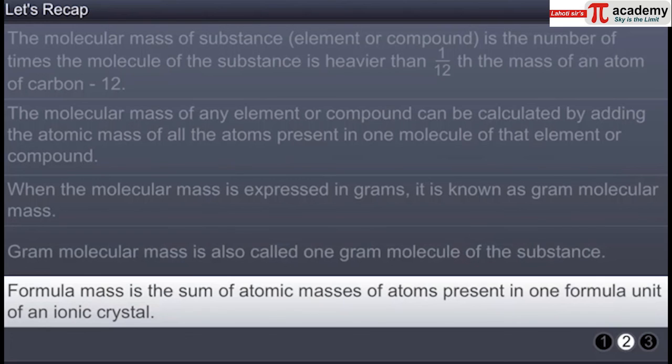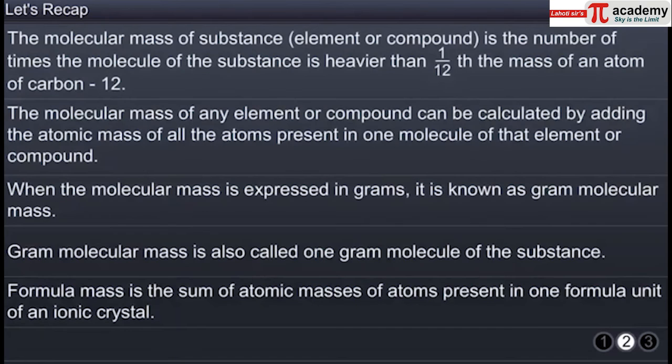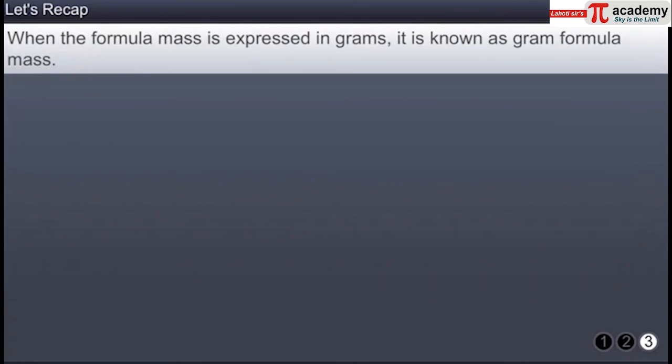Formula mass is the sum of atomic masses of atoms present in one formula unit of an ionic crystal. When the formula mass is expressed in grams, it is known as gram formula mass.